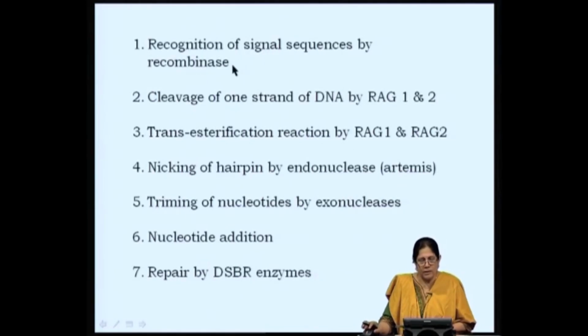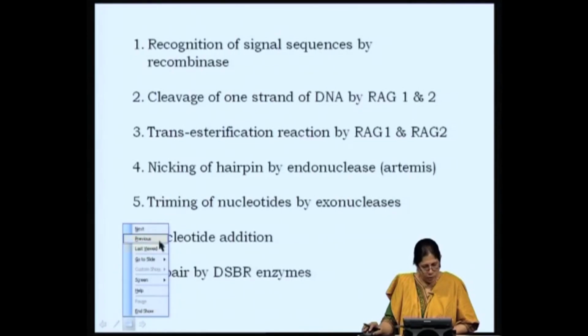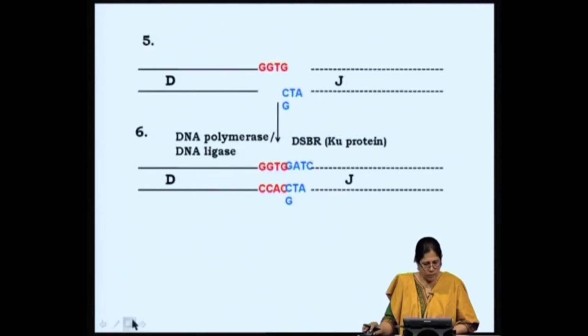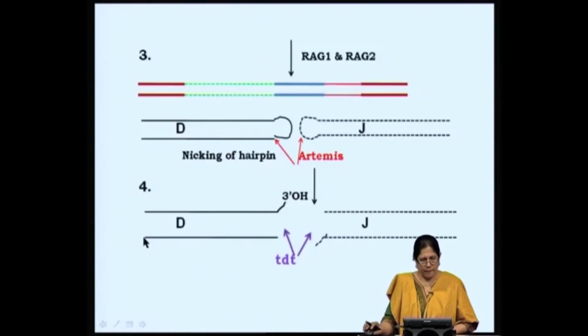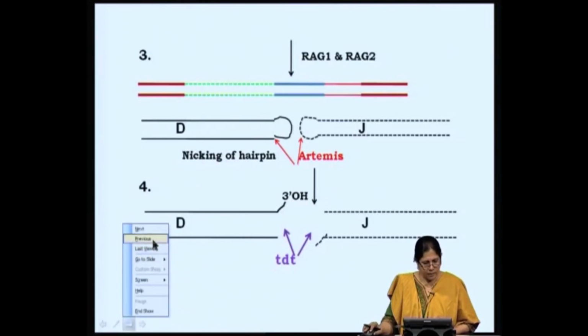Now, you can see very easily what are the different mechanisms that take place for this RSS recognition, cleavage, and finally, the two, in this case 1 D and 1 J, coming together. I would like to go over this once more. Let us see once again.